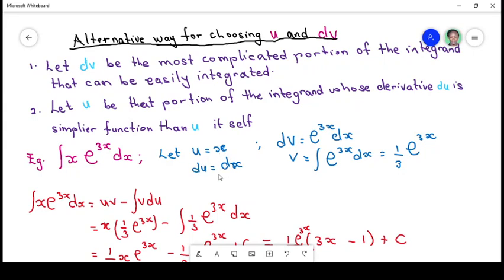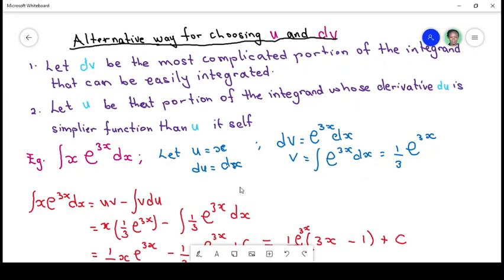So I choose my u to be x. Then differentiate the u and du is equal to what? dx. Then my dv is equal to this. If I want to find v, it means I need to integrate. So if I integrate, the exponential says what? Divide by the derivative of the exponent. If I differentiate the exponent, I get what? 3. So I divide the whole exponential by 3.